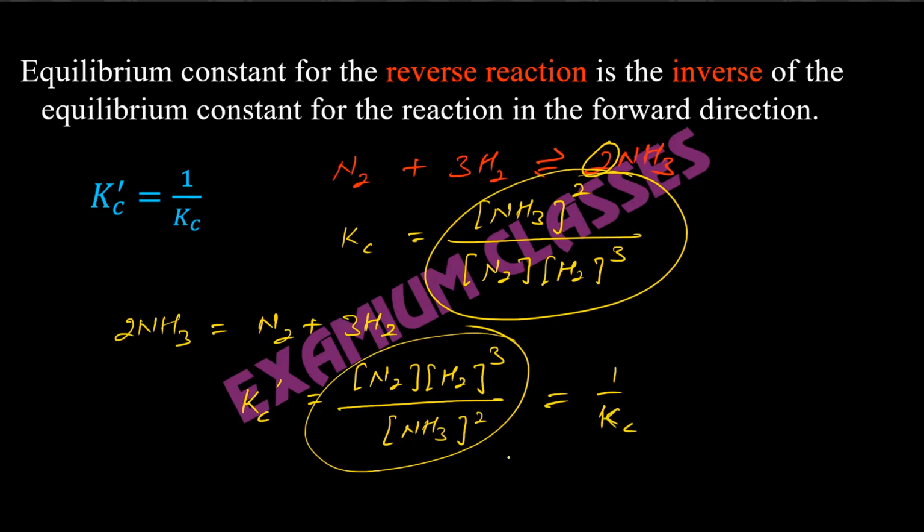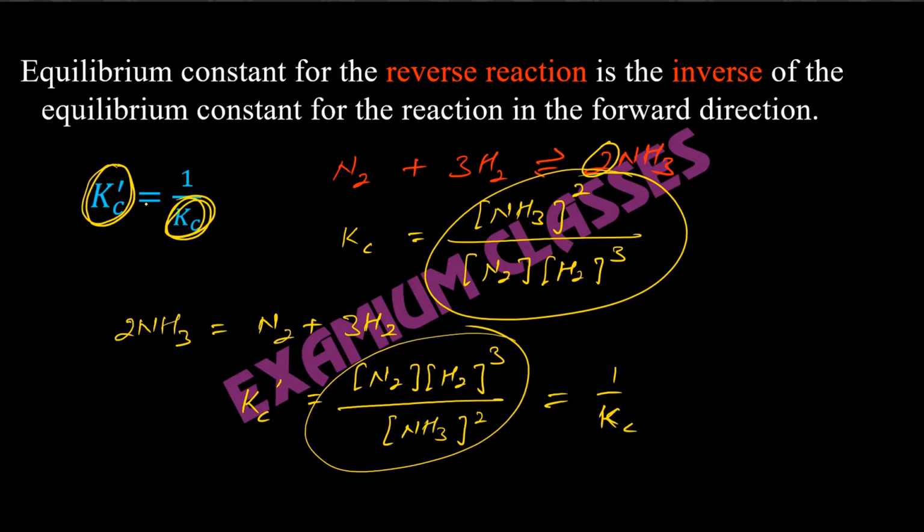You don't need to prove it. You just need to remember that the equilibrium constant of the reverse reaction will be the inverse of the original equilibrium constant. So if you flip the reaction, it will be 1 by Kc.